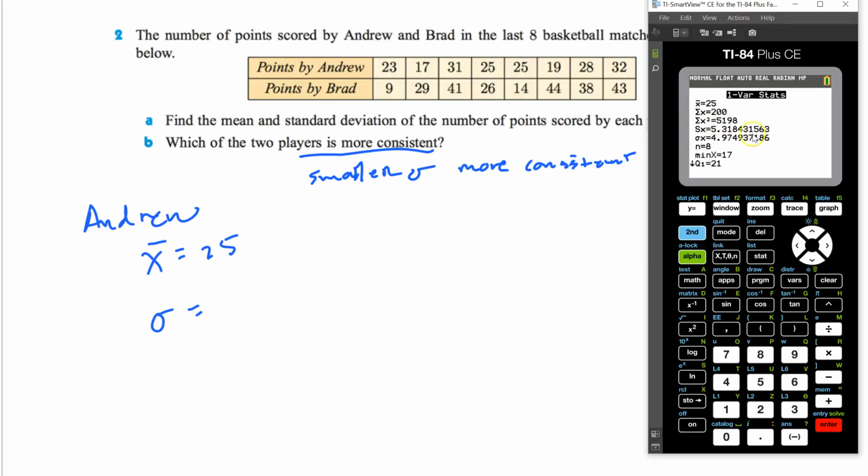The only one IB uses and cares about is the population one. So always use the sigma one, the one you're used to. So always use that one. So my standard deviation here is going to be 4.97.